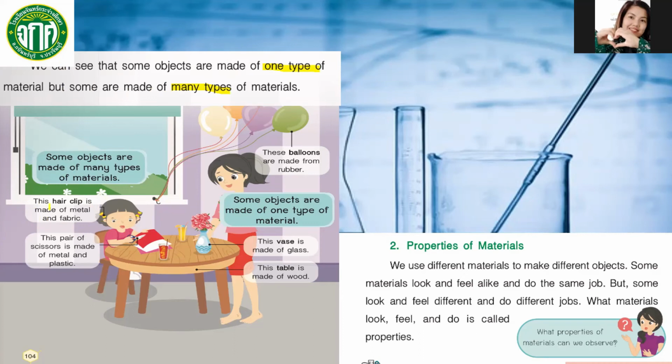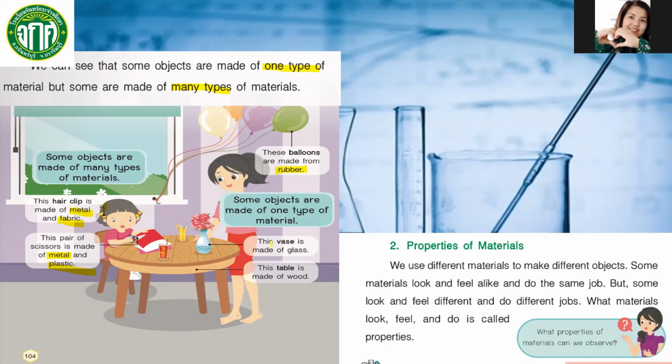This hair clip is made of metal and fabric. So in here, they've used two materials, which are metal and fabric. Next, this pair of scissors is made of metal and plastic. While on the other side, these balloons are made from rubber. This balloon is made up of one type of material only, which is rubber.